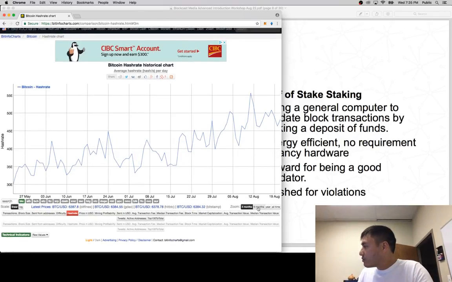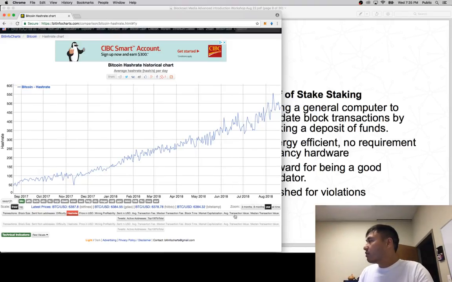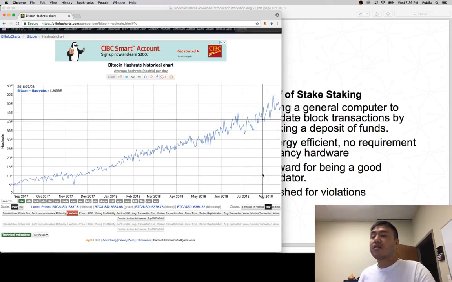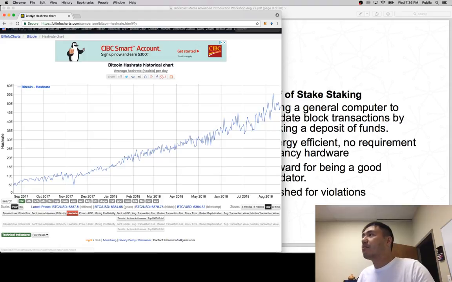Let me see if I can zoom this out, maybe for 1 year. You can see that Bitcoin in general has always been getting harder and harder to find this Bitcoin block because more people are trying to solve this puzzle at the same time. So even though you see the prices of Bitcoin dropping, the amount of resources being contributed to the network is actually growing. So that's a pretty interesting factor to keep in mind there.